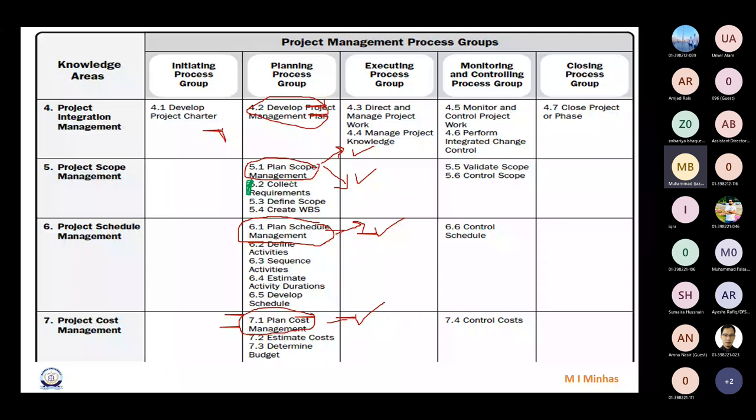into a scope statement in the process of define scope. And then we will try to divide or break down that bigger scope into smaller manageable chunks. And we would call that thing WBS. I hope you remember that, right? And then the next process will enter into the schedule management plan. There we'll define the activities, we'll sequence them, and so on. So this way, we carry out all these planning tasks one by one.